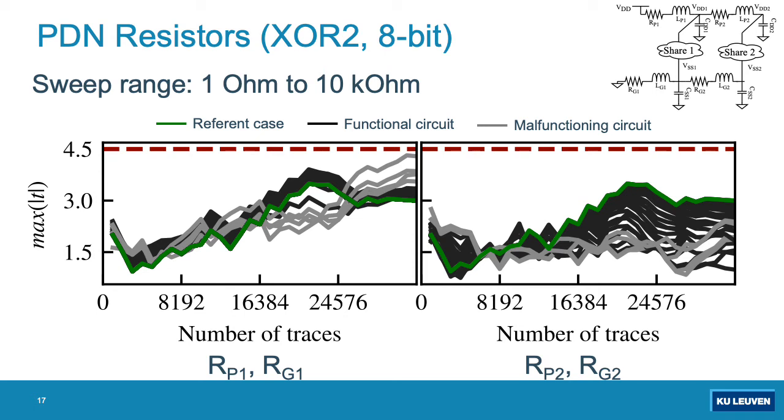On the right-hand side, we see the same plot, but for the parasitic resistors of the share 2 PDN, as they're affected only by the supply current of the second share. Increasing them attenuates the side channel signal, lowering the overall amount of leakage. Now here we see that the original assumption about the impact of the resistive drop does not seem to hold.